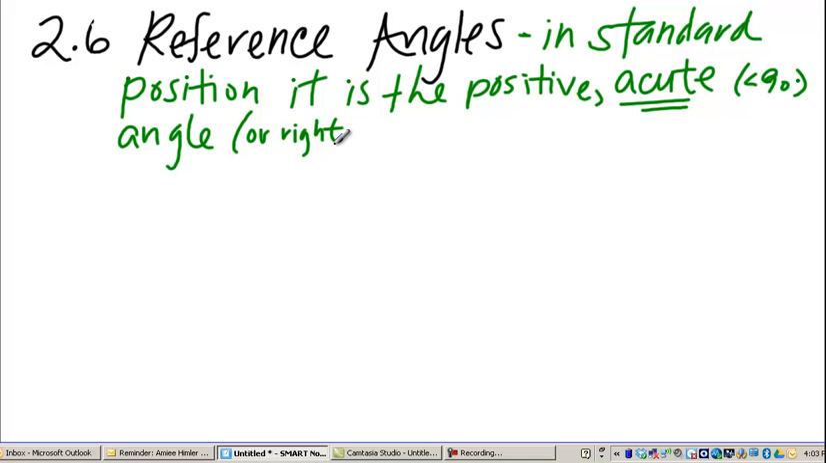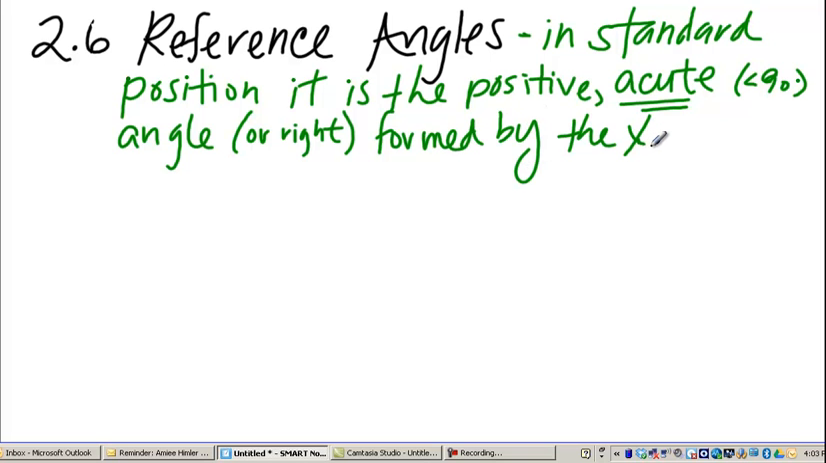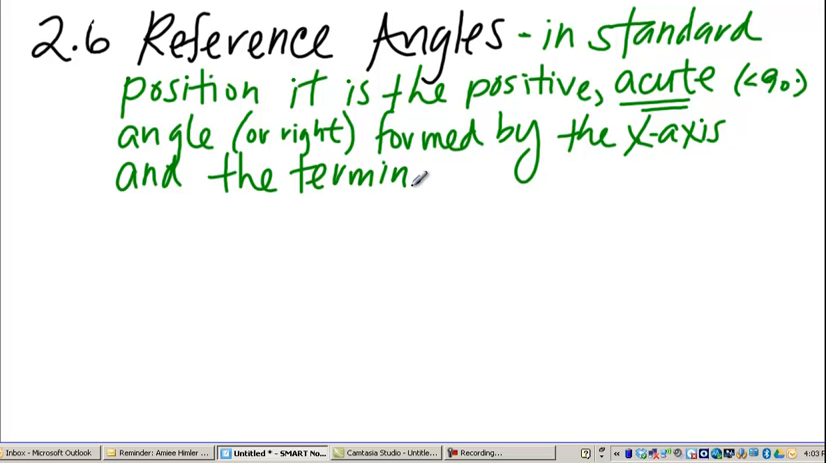It won't be very often, but it can be a right angle, formed by the x-axis and the terminal side of the angle. Okay, remember we talked about terminal side. That is basically the ray.